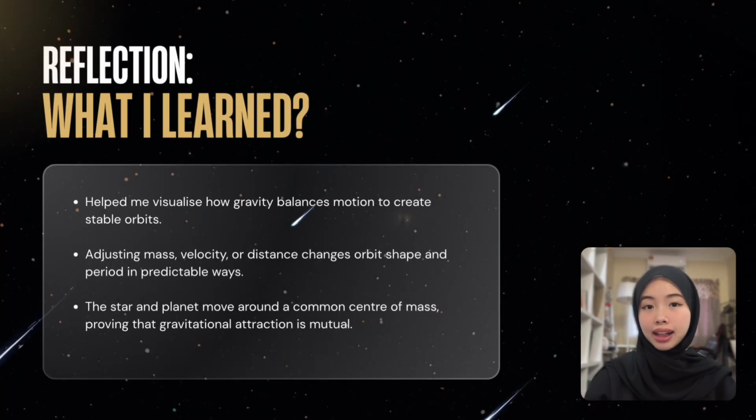This experiment helped me visualize how gravity balances motion to create stable orbits. I saw that adjusting mass, velocity, or distance changes orbit shape and period in predictable ways. It also showed that both the star and planet move around a common center of mass, proving that gravitational attraction is mutual, just as Newton's third law states. Overall, this activity made Kepler's and Newton's theories feel real and intuitive.